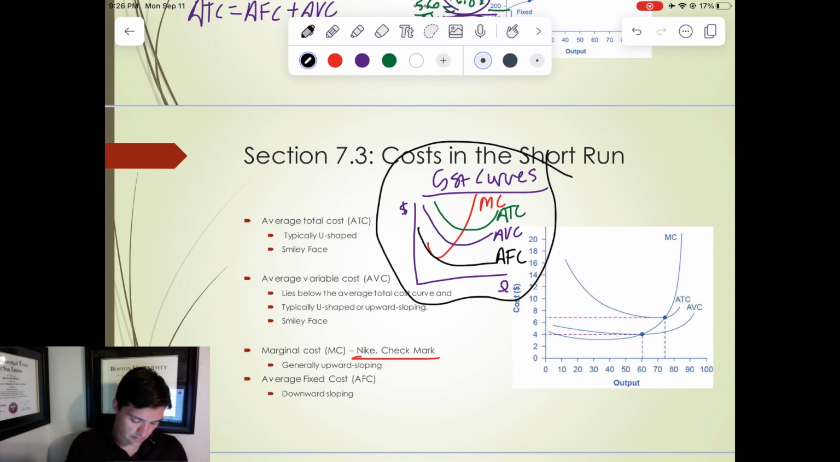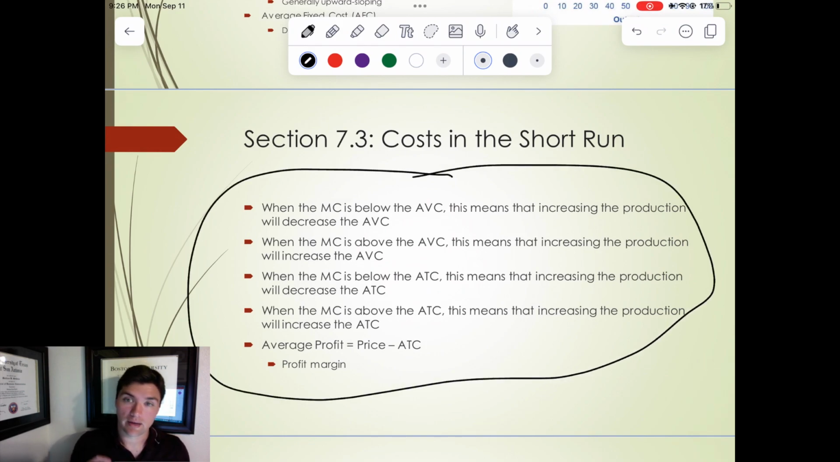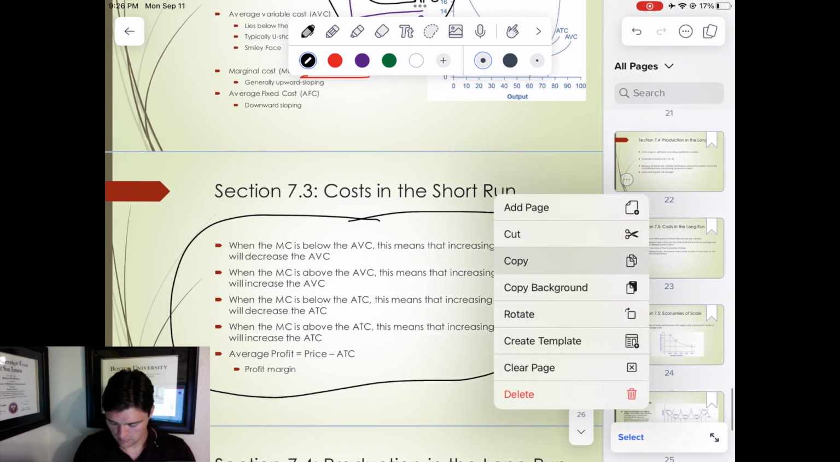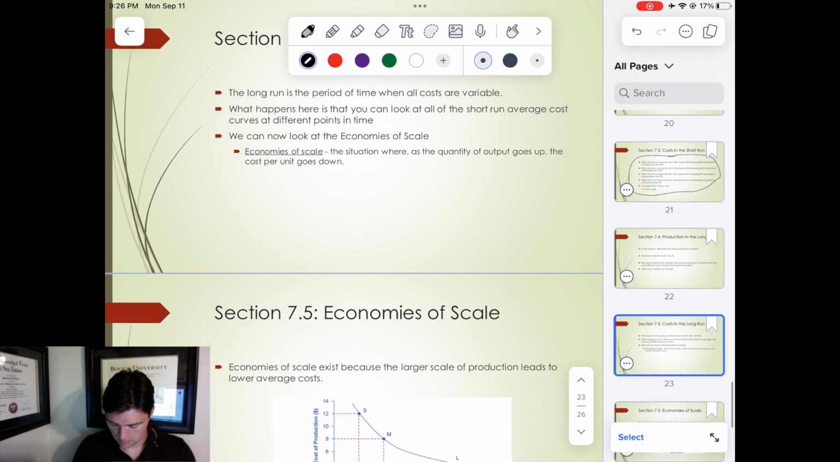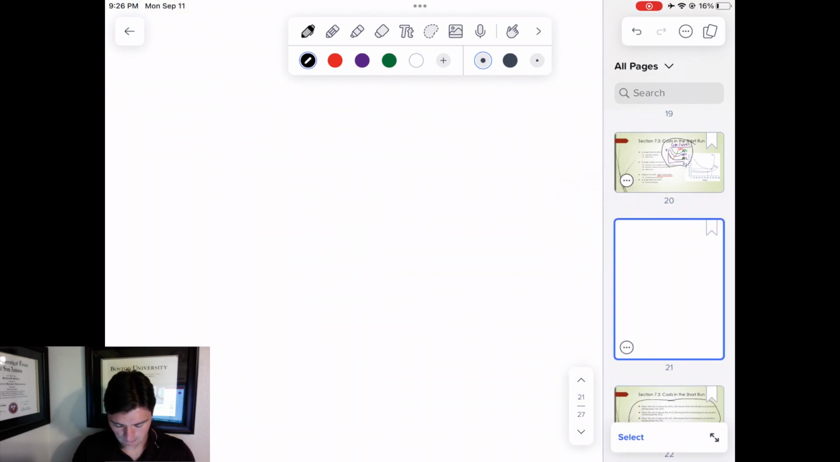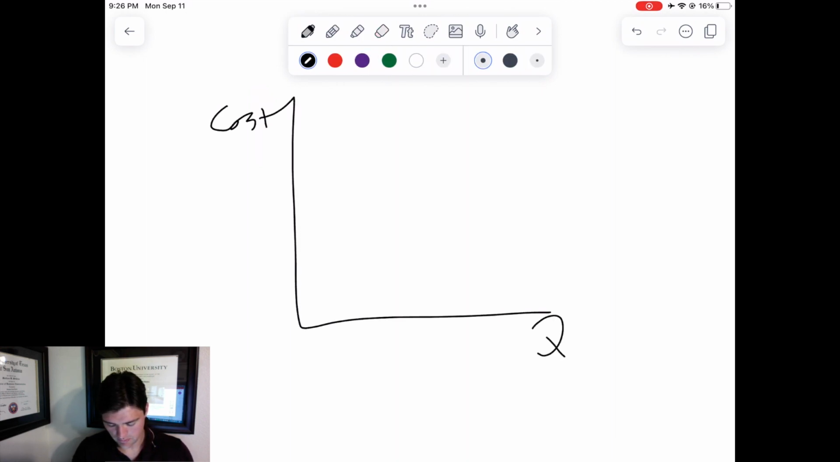Now, it's very key here that you make sure to draw the marginal cost and the average variable and the average total in the right location. Okay? Because in the right location, it's going to look like this. Okay, so not price, sorry. It's going to be cost, quantity. So we should have a Nike check mark. Now, the average total should look like this.